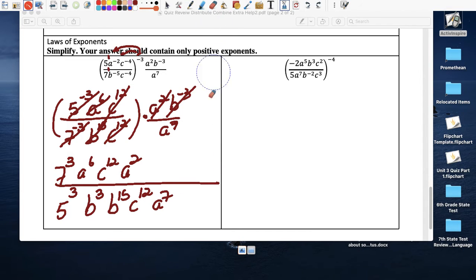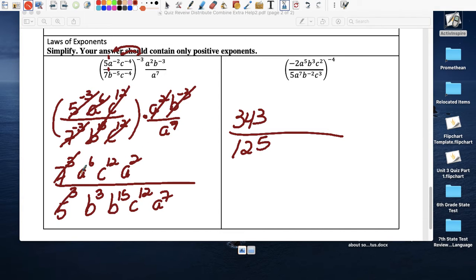Let's see if we can simplify this. Well, in your calculator, you can do 7 to the 3rd power, which is like 243. Am I right? No, 343, sorry. 343. 5 to the 3rd power is 125. Now we have a6, so this is gone, this is gone. a6 and a2 are being multiplied, right? So a6 and a2 can give me a to the 8th power. This is gone, this is gone. C12, there's nothing to do with it.